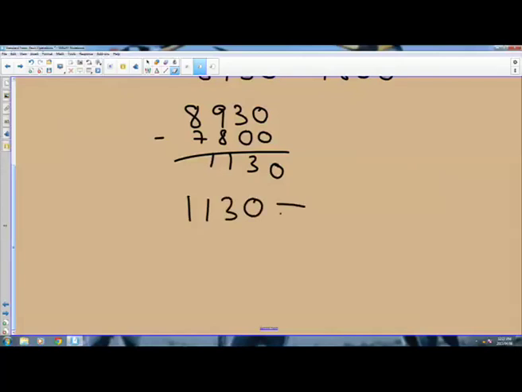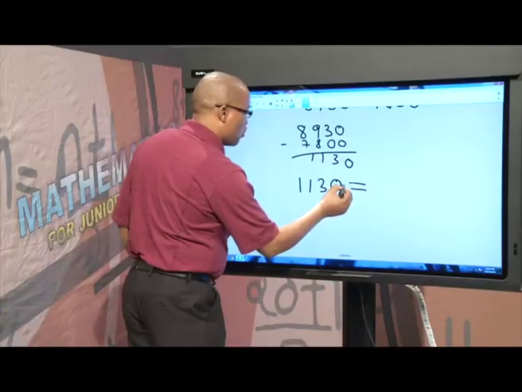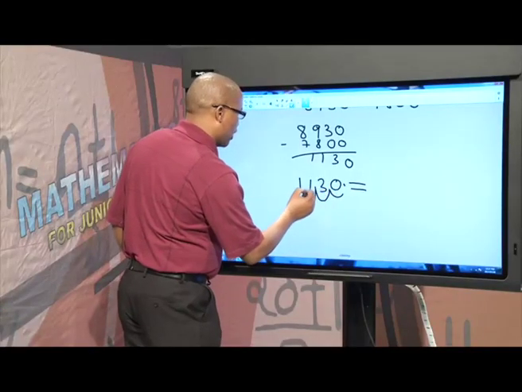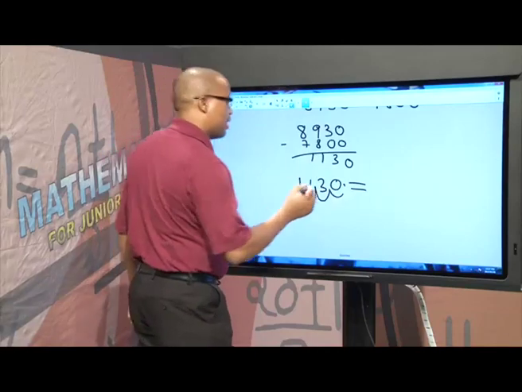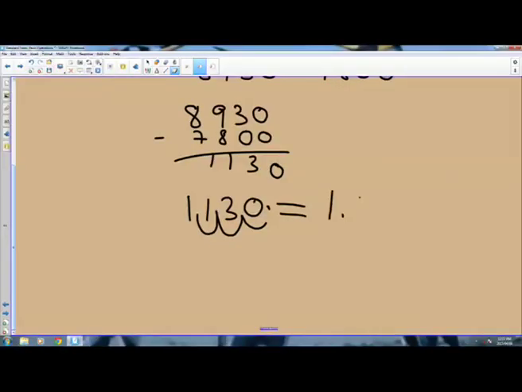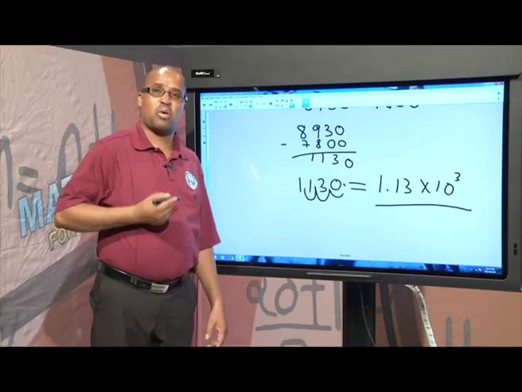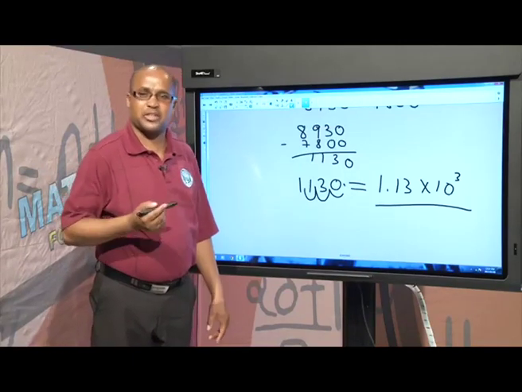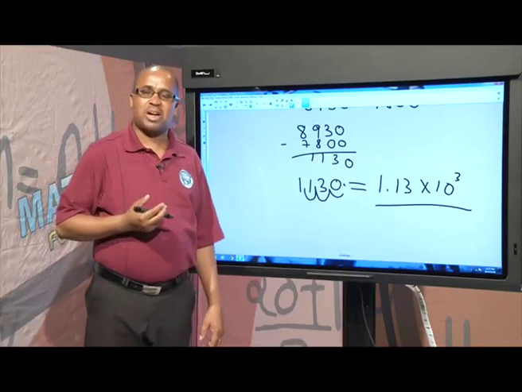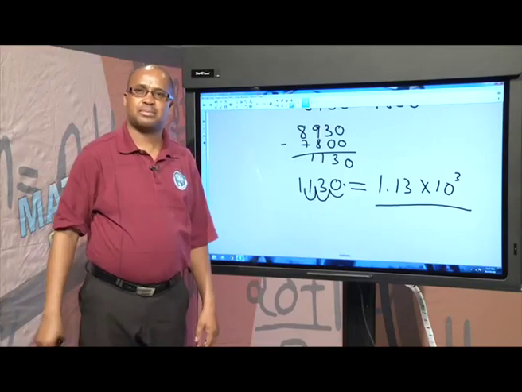And then when we change this into standard form, the point is here. You are going to move 1, 2, 3. So 3 steps to the left. So this will be 1.13 times 10 to the power 3. We have moved 3 steps to the left. 1, 2, 3. This is how you add or subtract numbers in standard form. When you add or subtract numbers in standard form, you simply need to change them into their ordinary form, then add or subtract. Let us go for a short break. When we come back, we'll continue with our lesson.